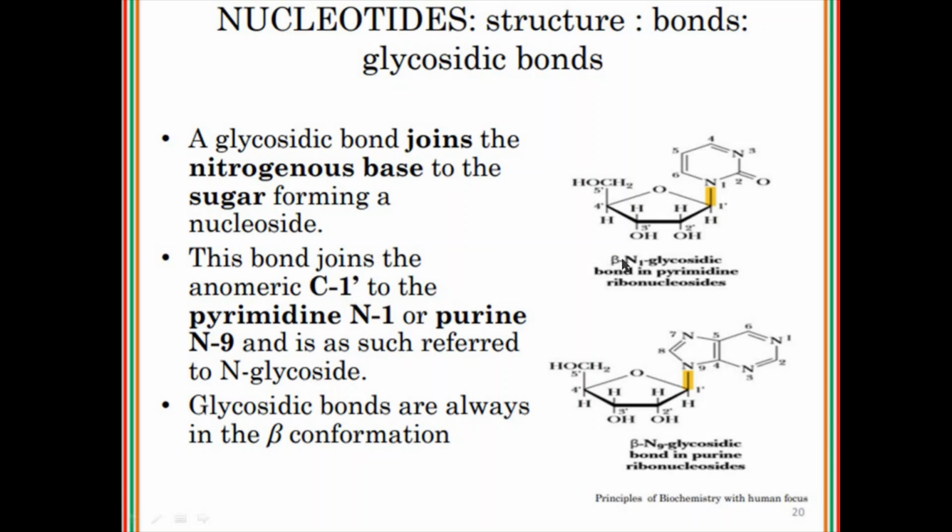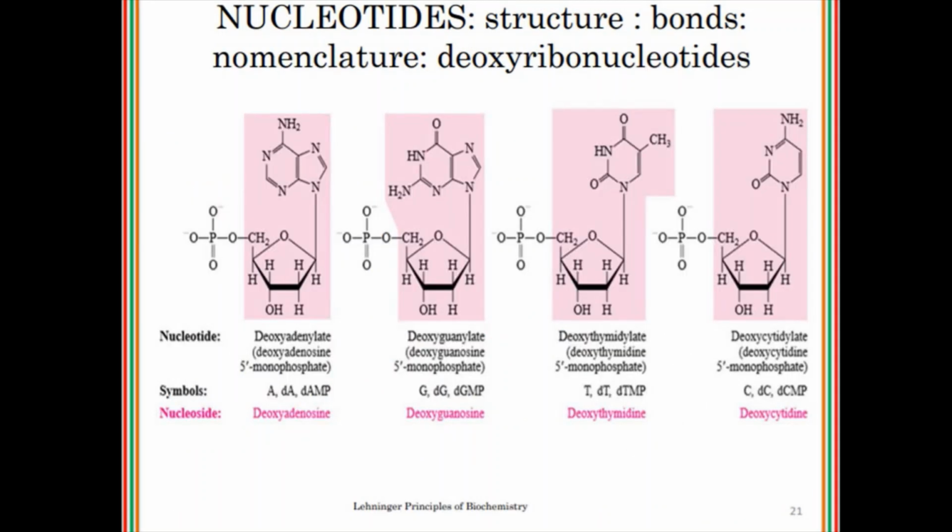The reason why we call it beta is because the nitrogenous base is on top of the sugar and the H here is below. Okay, so as you can notice, the nitrogenous base is on top of the sugar. So because it's on the top position, this top position is called a beta position. So that's why this bond is called a beta-N glycosidic bond. All right.